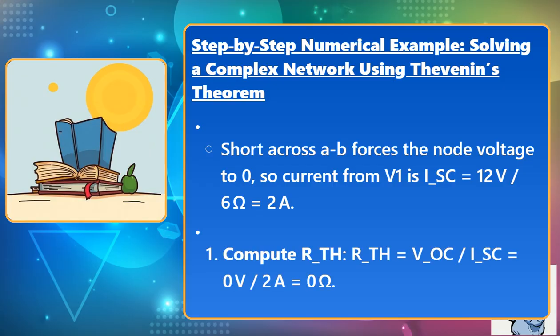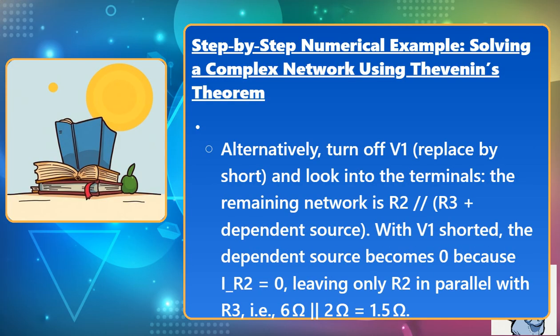Compute R sub TH. R sub TH equals V sub OC divided by I sub SC equals 0 volts divided by 2 amperes equals 0 ohms. Alternatively, turn off V1 by replacing it with a short and look into the terminals. The remaining network is R2 in parallel with the series of R3 and the dependent source. With V1 shorted, the dependent source becomes 0 because I sub R2 equals 0, leaving only R2 in parallel with R3, that is 6 ohms parallel 2 ohms equals 1.5 ohms.